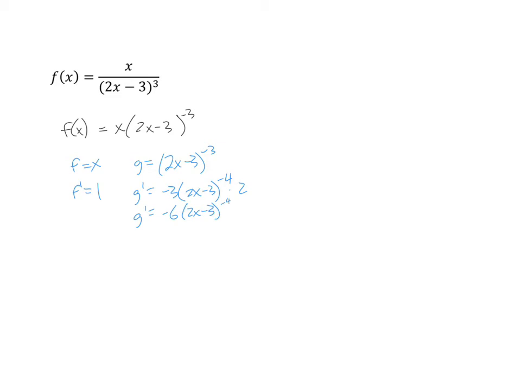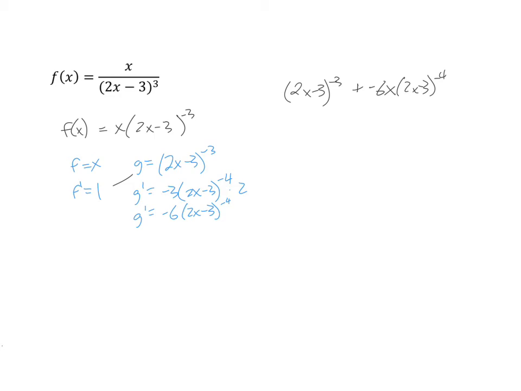So let's do our product rule. So let's multiply those two first. So the 1 doesn't do anything. So 2x minus 3 to the -3 is our first product. And then we're going to add the other 2. So we have -6 times x and our bottom bracket. And again, that's basically it.